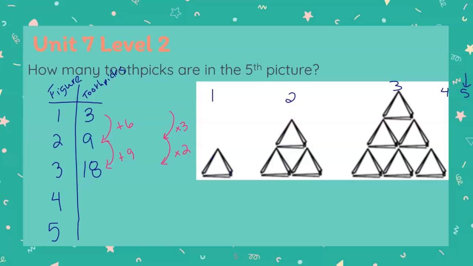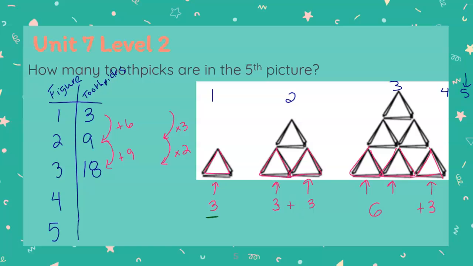Let's look at the bottom row. Figure 1 had 1 triangle, so that's 3 toothpicks. Figure 2 had the 1 plus another triangle, so that's 3 more from the previous one. And figure 3 had the 2 triangles from figure 2 plus another 3 toothpicks. So the first one had 3 toothpicks. The second one had 3 plus 3 more. And this one had 6 to start out with, plus another triangle, plus 3.